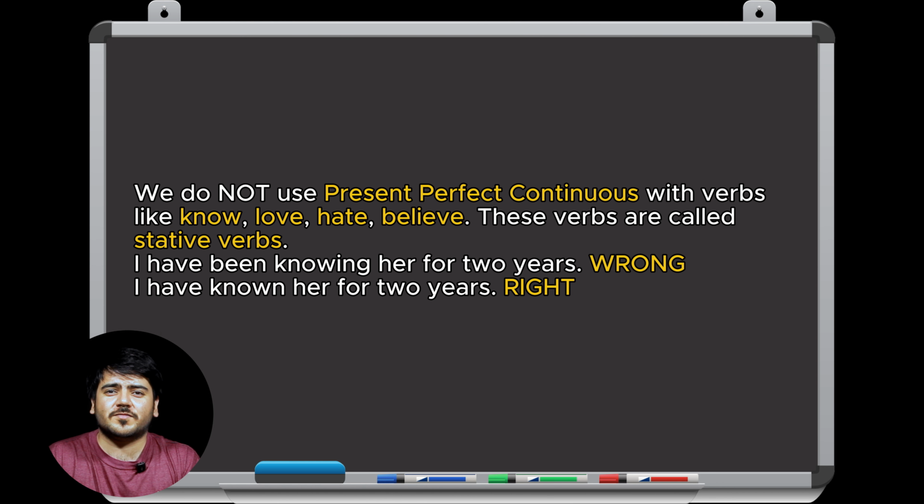Remember, we do not use present perfect continuous with verbs like know, love, hate, or believe. These verbs are called stative verbs. For an example, I have been knowing her for 2 years is wrong. I have known her for 2 years.